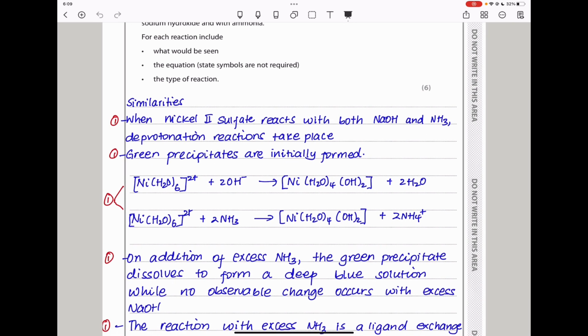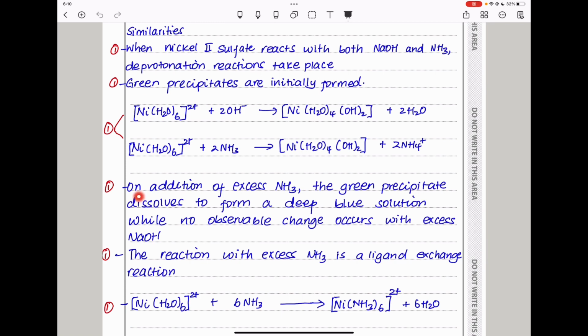So next, I wrote the equations for the reaction. Here we can see hexaquanickel-2 reacting with sodium hydroxide. We get a complex as well as water. And on this side, hexaquanickel-2 reacts with ammonia. We get the same complex that we got here, which is a green precipitate. And then on the other side, we get 2 ammonium ions.